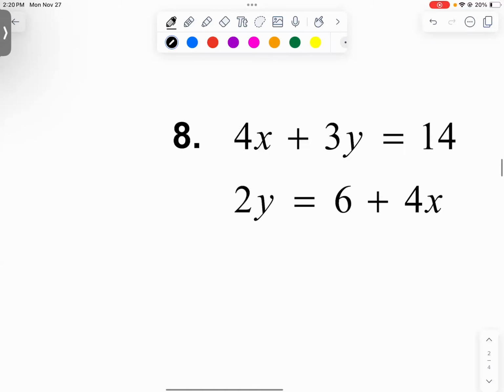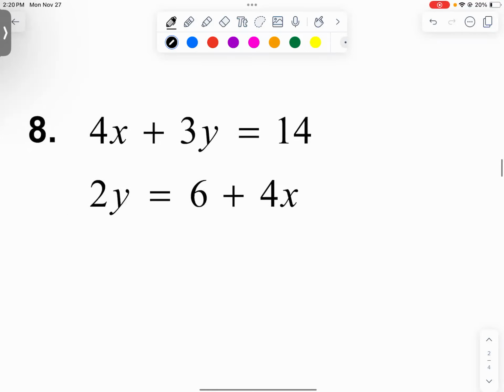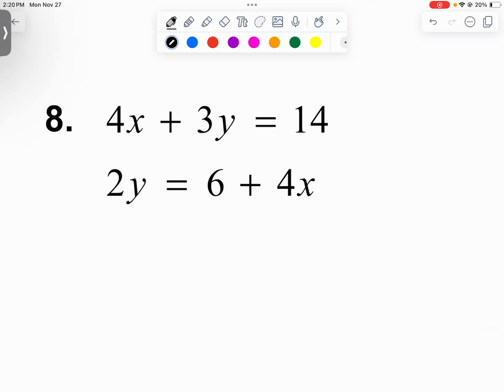Okay. In number 8. Right? In number 8. Substitution. We're not ready for substitution, but we can get there really quick, can't we? Yeah. We could divide by 2 and bam, we're ready for substitution.